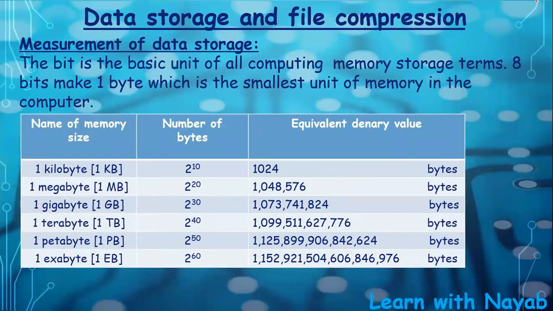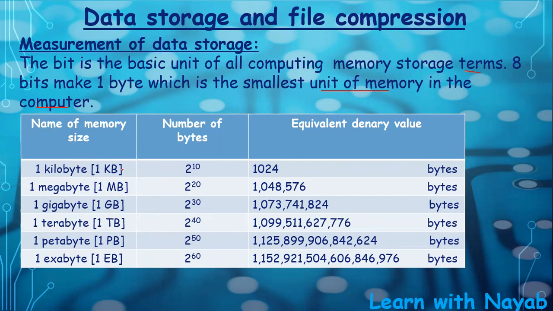Data storage and file compression. Measurement of data storage. The bit is the basic unit of all computing memory storage terms. So bit is the smallest unit that we can use in the memory, and 8 bits make 1 byte, which means the byte is the smallest unit of memory in the computer.